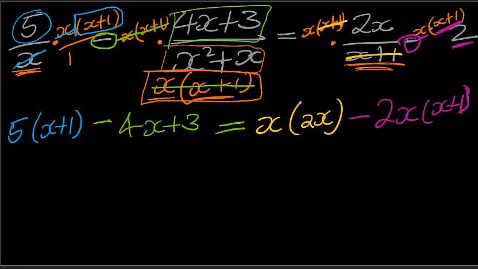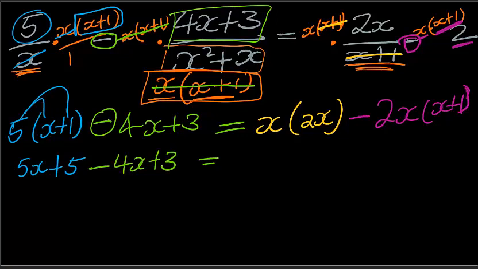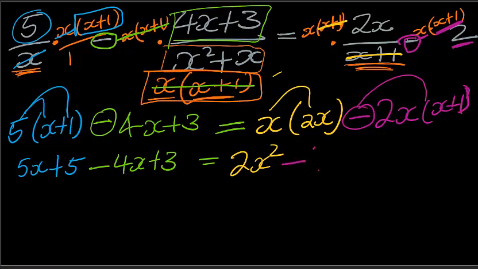Okay, let's multiply it out. 5 times x is 5x. 5 times 1 is 5. Minus 4x plus 3. X times 2x is 2x squared. Don't forget the minus sign. Minus 2x times x gives me minus 2x squared. Minus 2x times 1 gives me minus 2x.